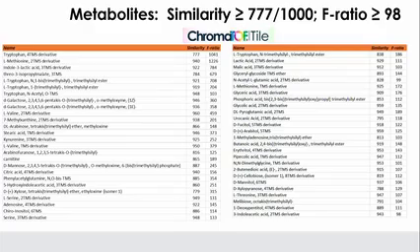You can filter also. I wanted to have similarity values that were decent, so 777 out of 1,000, and F ratios that were greater than or equal to 98. The greater the Fisher ratio, right? The more likely it's a candidate that tells you that you're differentiating the samples. And indeed, I have a whole list of different amino acids. There's reduced sugars, there's disaccharides, there's nitrogen-containing acids, and so forth.